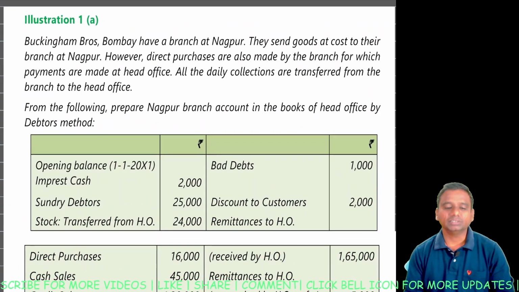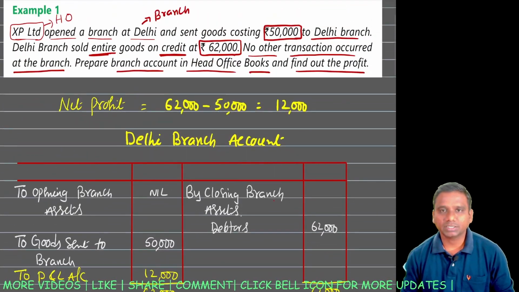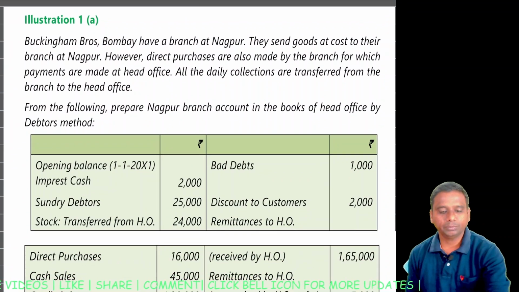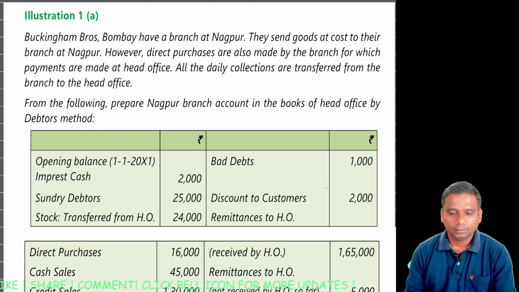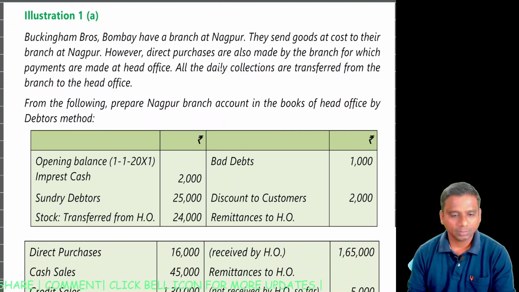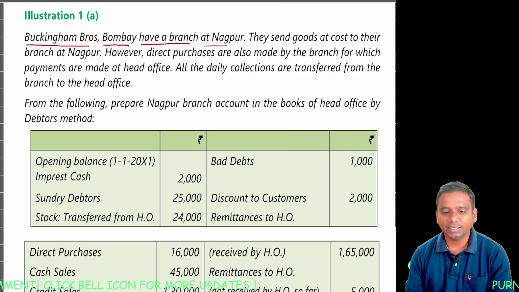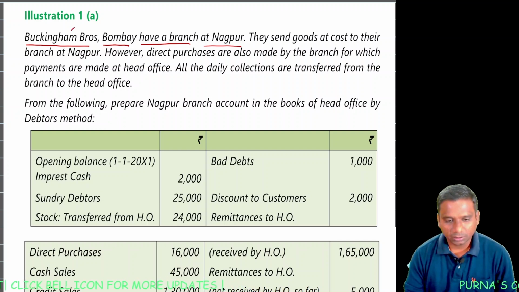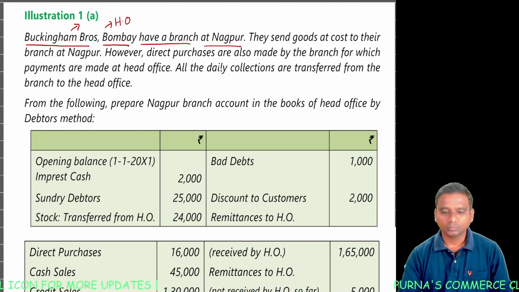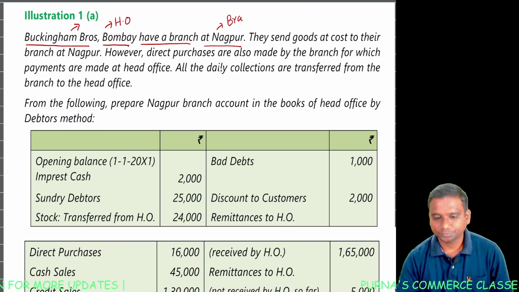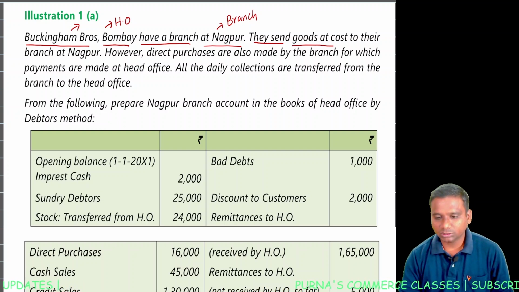These are small examples. Don't expect these problems in the examination. Now look at, we discuss illustration problem. The above problems are just examples to understand the concept. Now this is a problem. Look at illustration 1. Listen carefully. Buckingham Brothers, Bombay, have a branch at Nagpur. So we have head office in Bombay and branch at Nagpur. Understood? They send goods at cost.